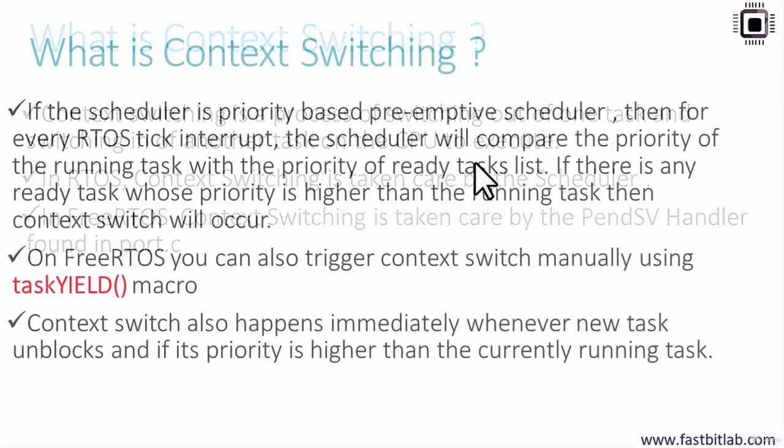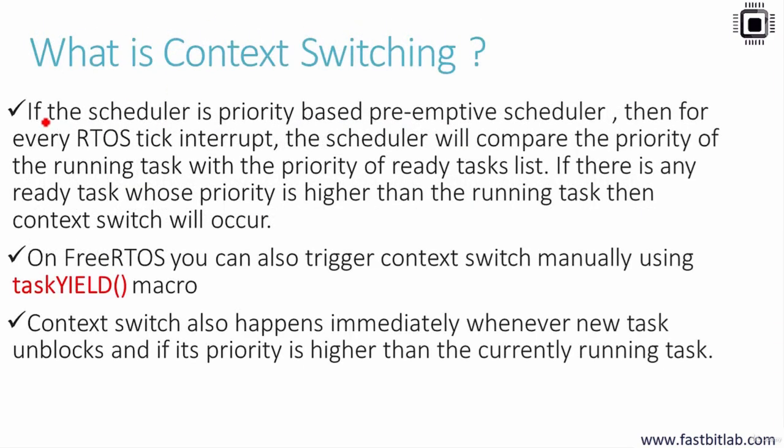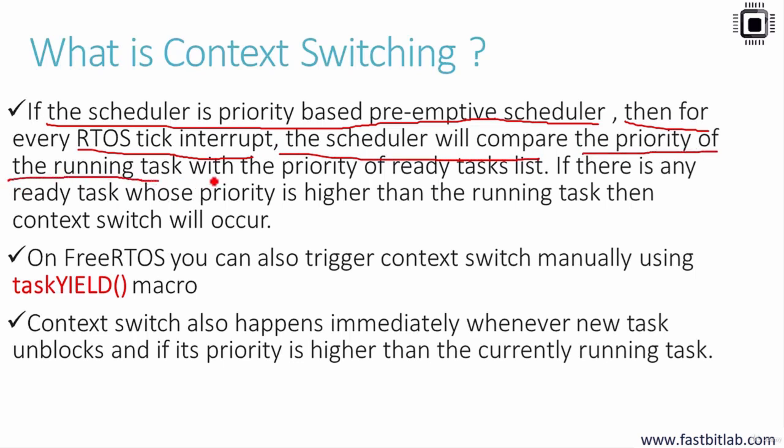Alright, now let's move forward. So if the scheduler is a priority-based preemptive scheduler, which is true in our case, then for every RTOS tick interrupt, the scheduler will compare the priority of the running task with the priority of the ready task list. If there is any ready task whose priority is higher than the running task, then a context switch will occur.